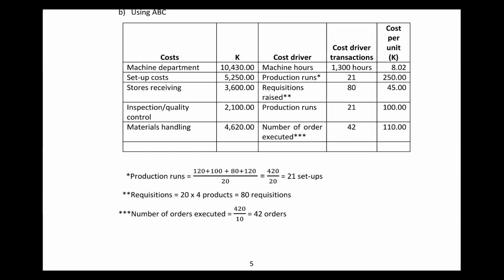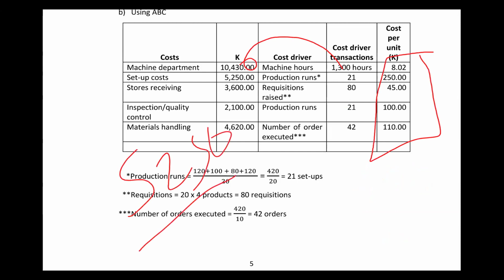The cost driver transactions have been found, but let's find the cost per unit. This is now where it becomes very important. For the cost per unit, you just divide the overhead cost by the cost driver transaction. So for setup, you have 5250 divided by the number of production runs in total. There are 21.